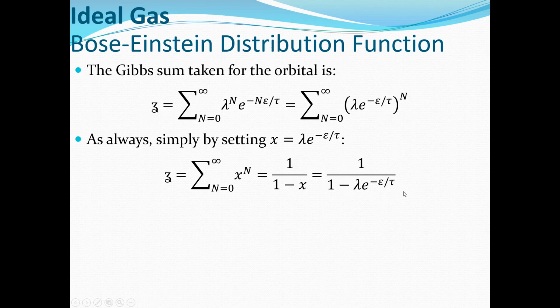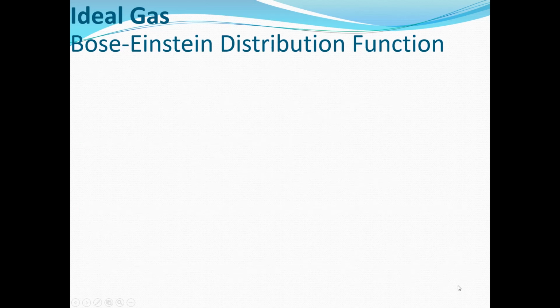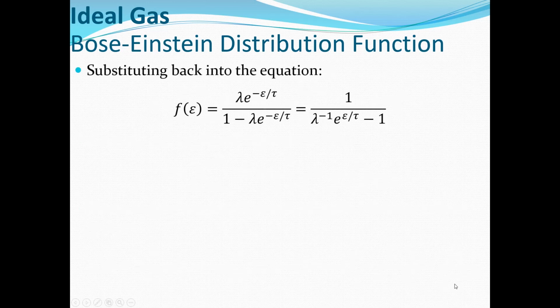The summation is going to look something like this, and it will end up simplifying to this term. And once again, finding the average occupancy, we do the exact same thing. Take the partial derivative, follow through. We end up getting x over 1 minus x. Substituting what we had for x back into this equation, we end up getting this.